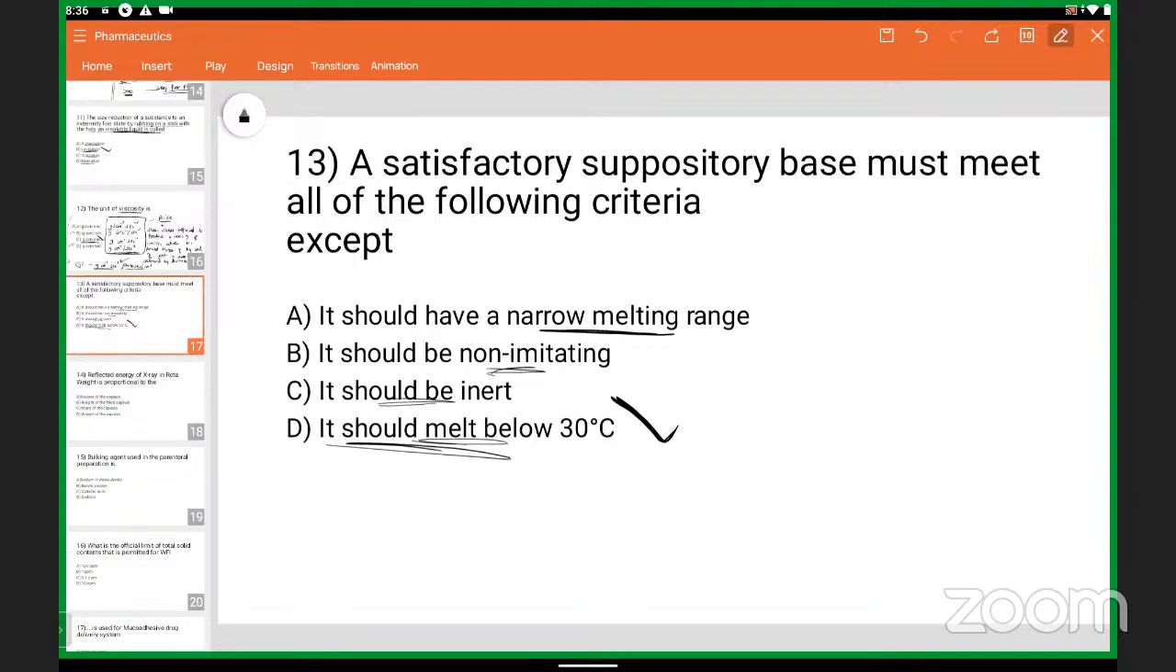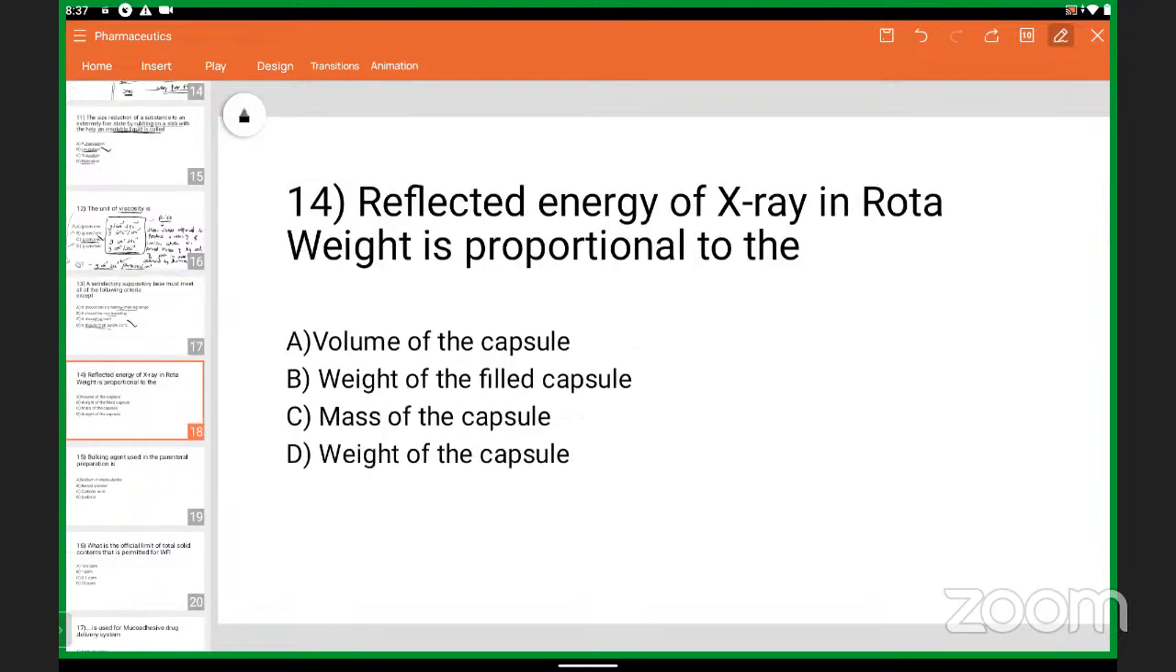That is, reflected energy of X-ray in a rota way is proportional to the. अभी रोटा वे ये एक इंस्ट्रूमेंट है, एक मशीन है. रोटा वे या हम उसको रोटो वे भी बोल सकते हैं.